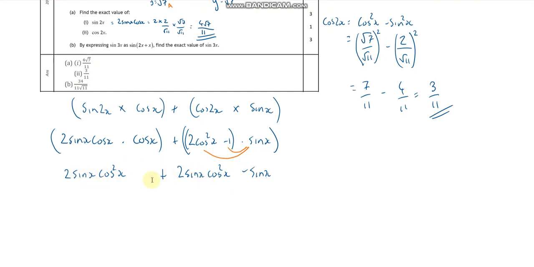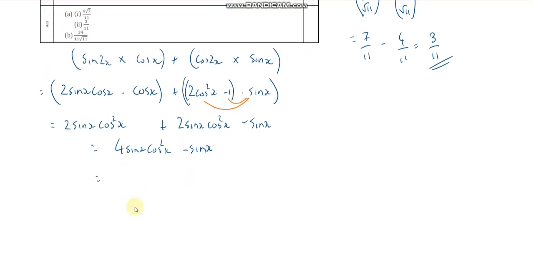I've got this plus this. So I've got 2 of something plus another 2 of something. Notice these two are the same. So that equals 4 sine x cos squared x. Yeah, because they're the same. That's the same as saying 2x's plus 2x's. These are the same, so I've got 4 of them. Take away sine x. At this point, I think I'll make my life a bit easier, and I'm going to factorize. I'm going to take out sine x and say sine x times 4 cos squared x, take away 1.